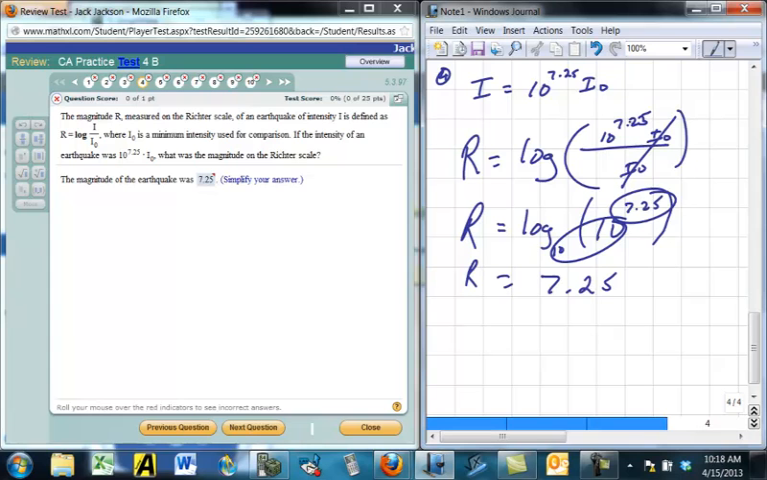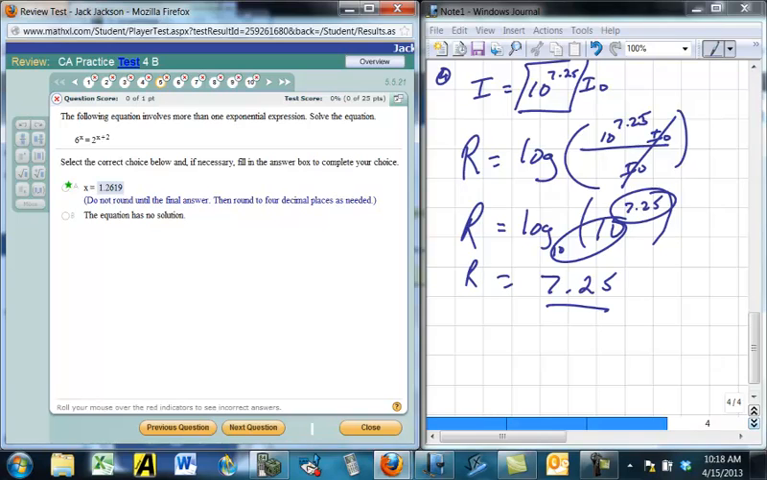So this is compared to this minimal intensity thing here. If you had intensity 0, I sub 0, this would be I sub 0 over I sub 0, which would be 1. Log of 1 would be 0. So a magnitude 0 earthquake compared to a magnitude 7.25, the 7.25 is 10 to the power 7.25 times as much on intensity, but the number only goes up to 7.25. So it uses a logarithmic scale there.